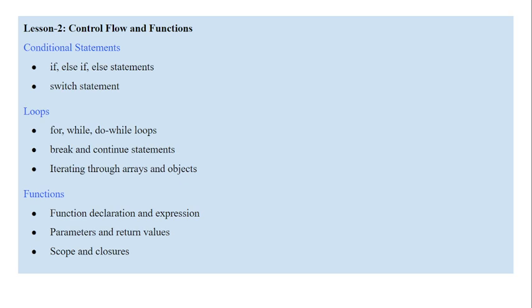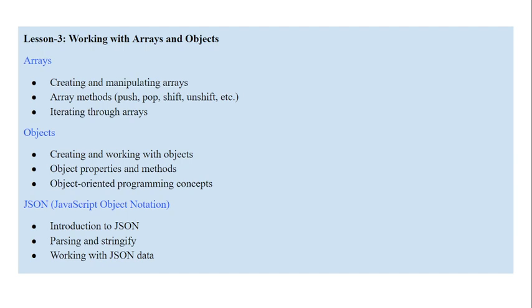And next, chapter 3, we have working with arrays and objects. Arrays and objects are very very important in JavaScript. And arrays: how to create and manipulate arrays. In arrays, we have the methods: push method, pop method, shift, and unshift method. And extra, we have other array methods, and iterating through arrays.